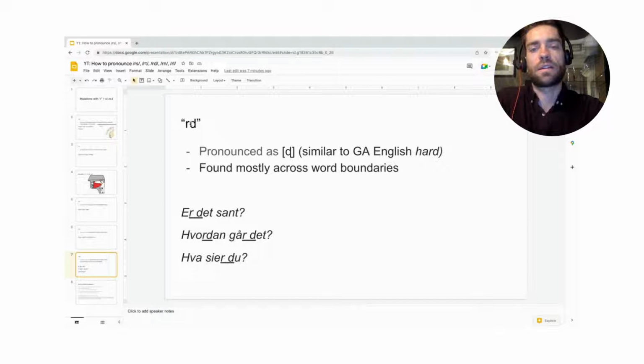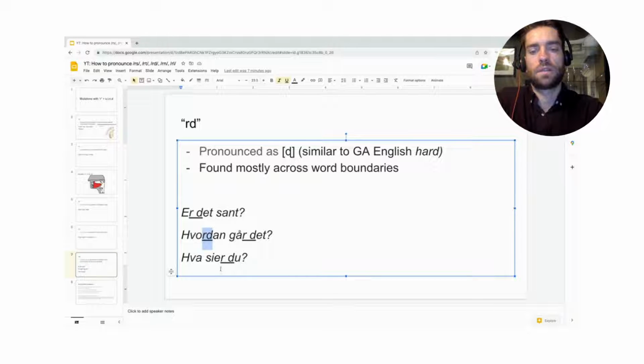Then there is RD. So we don't say er det sant, but er det. Er det? Er det. Hvordan går det? Hva sier du? Hva sier du?